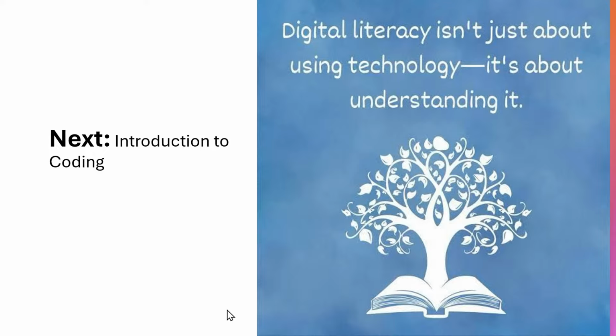So now our next topic will be introduction to coding. I hope you all have got a fair idea about the importance of financial literacy and how we should think about it for the nation's growth, nation building.